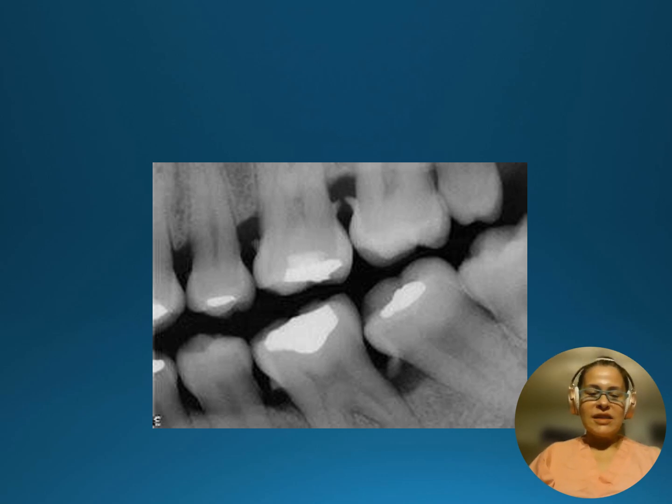We have other examples. As I told you, this is evil stuff. You can remove it, but it's going to take you a while. And it means that you have calculus everywhere else, just not all of it is as dense as to show up in the radiographs.